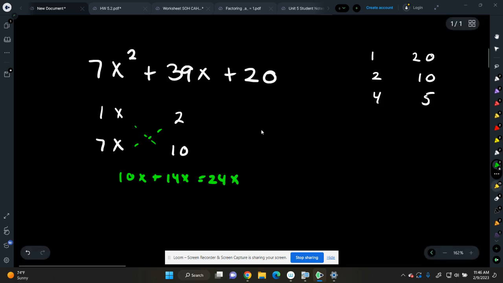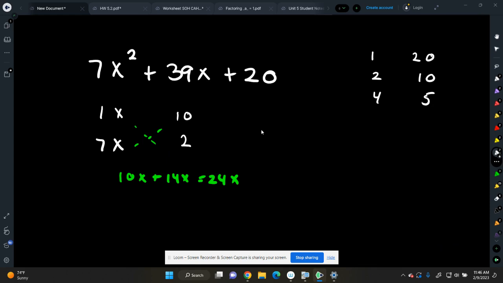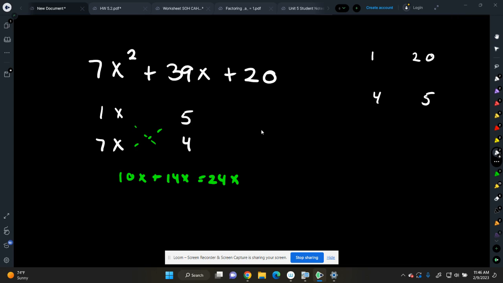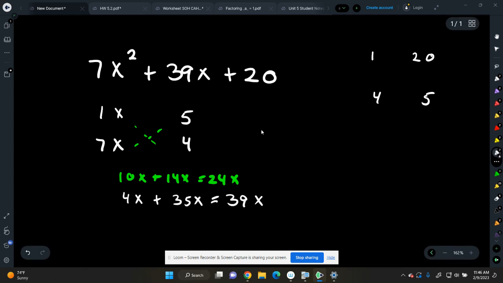Okay, before we move on, though, we're going to switch them just to double check, right? We're going to switch them, put the 10 up top, and we can quickly see that's not going to work because I've got 70x plus 2x, right? So now we can erase that. It didn't work. Let's try the 4 and the 5. 5 on top. See how as soon as we chose 4 and 5, you could see it, right? As soon as you get the right numbers, it's like all of a sudden you see it right away. And you'll get so that you'll see it before you even choose the numbers, okay? All right, cross multiplying, we get 4x plus 35x, which equals 39x.